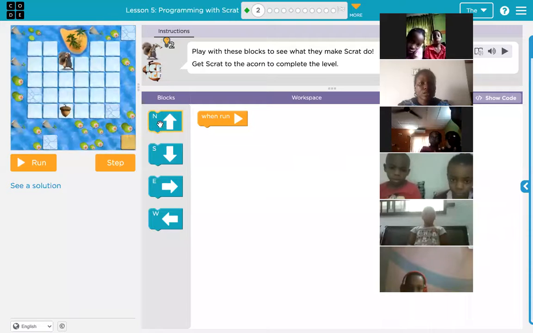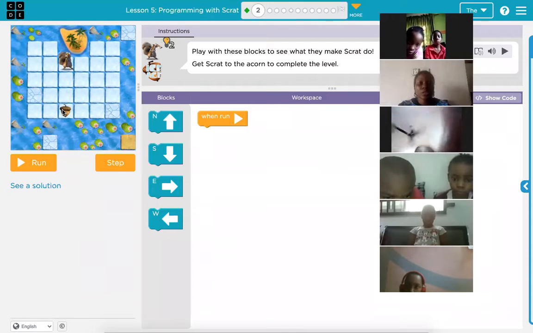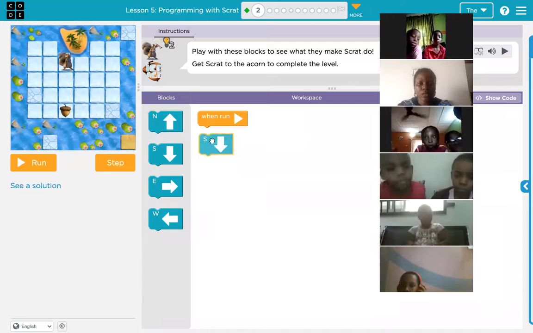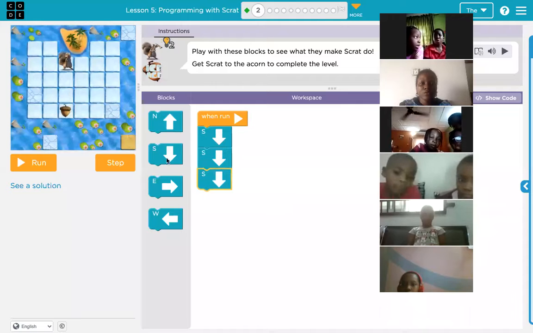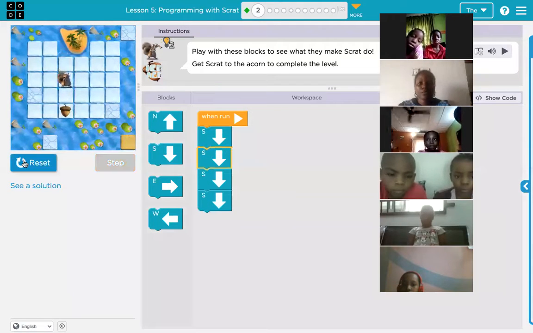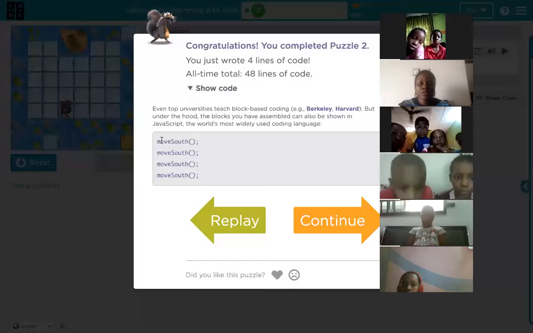All right, now I want to move this animal down to the acorn using sequencing. So where do I go? I'm going south. How many times? 4 times. Going south 4 times. Very, very good. See, move south, move south, move south, move south. Very good.